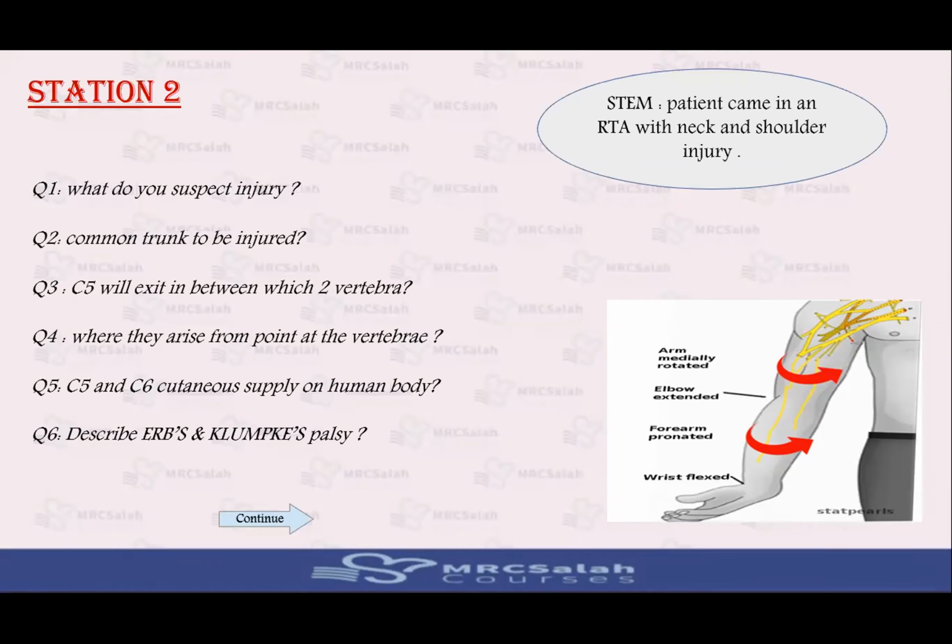Clear? Yes. Yalla. I think the station is finished this way. Sensory distribution is not that important, but you should keep it. You should know it. You don't know what will happen in the exam. I already shared the pictures with you. I shared it in the group.